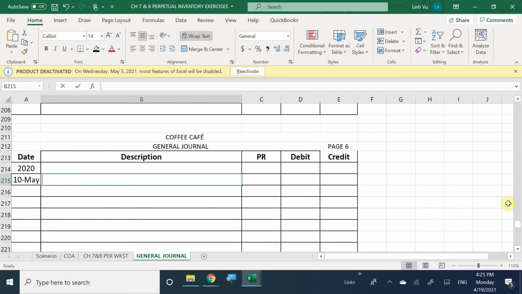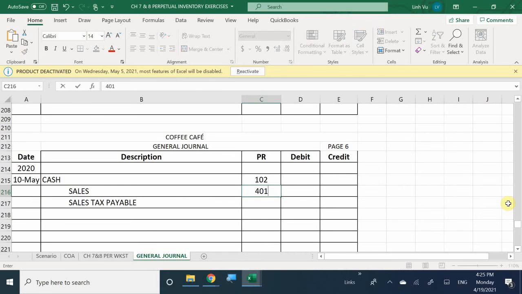So we recognize that we received money. We have to recognize the sales first, and of course, we're going to charge sales tax on top of that. Cash should be account number 102. Sales is account number 401. And sales tax payable should be account number 230. If we sold 30 mugs at $10 each, what is my total sales? 300. What is the tax that I'm going to be charging my customers?